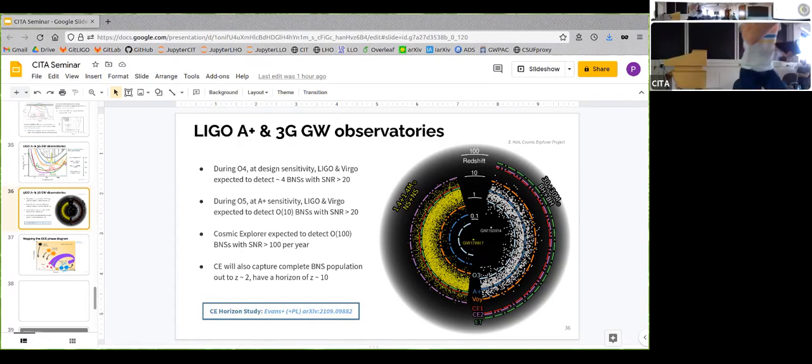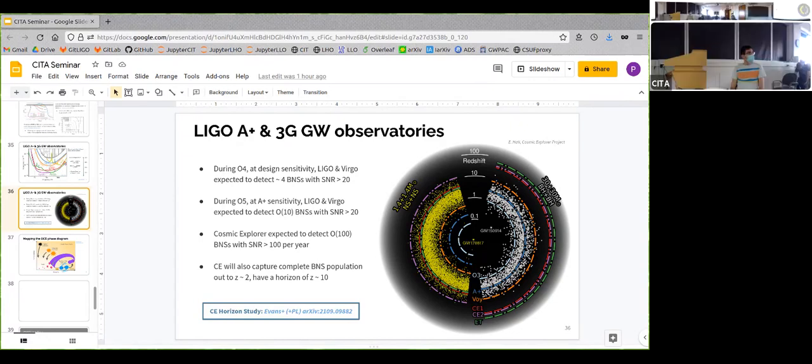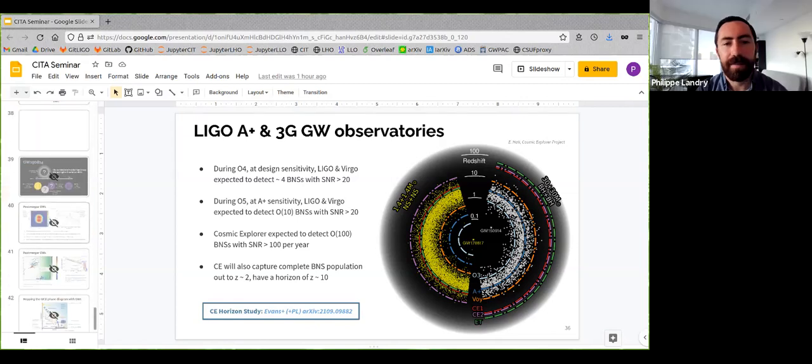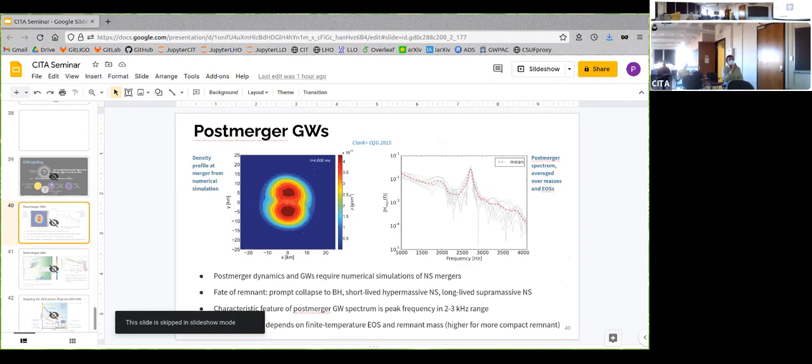A question from here. I think you talked a lot about how the pre-merger gravitational wave signal constrains the equation of state. How does the post-merger gravitational wave signal constrain it? There are a lot of oscillations within the neutron star, which are detectable. That's right. Yeah.